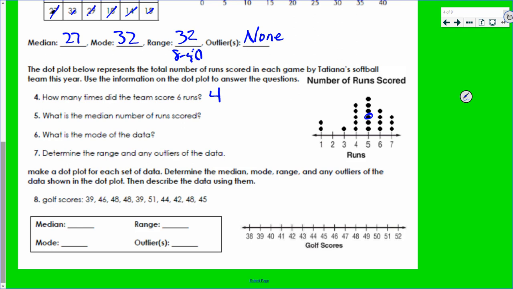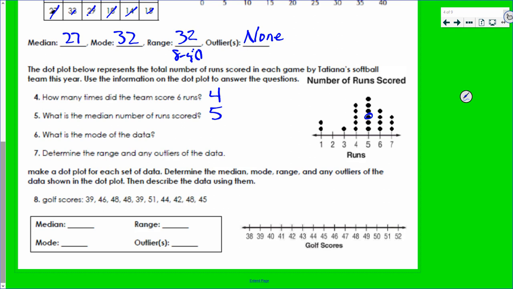So what is the median? 5. What's wrong, Julian? Because the 11th data point, if I line these up, my first two are 1, 1, then 3, 4, 4, 4, 4, 5, 5. So when I count, the 11th data point is a 5. Does that make sense? Okay.